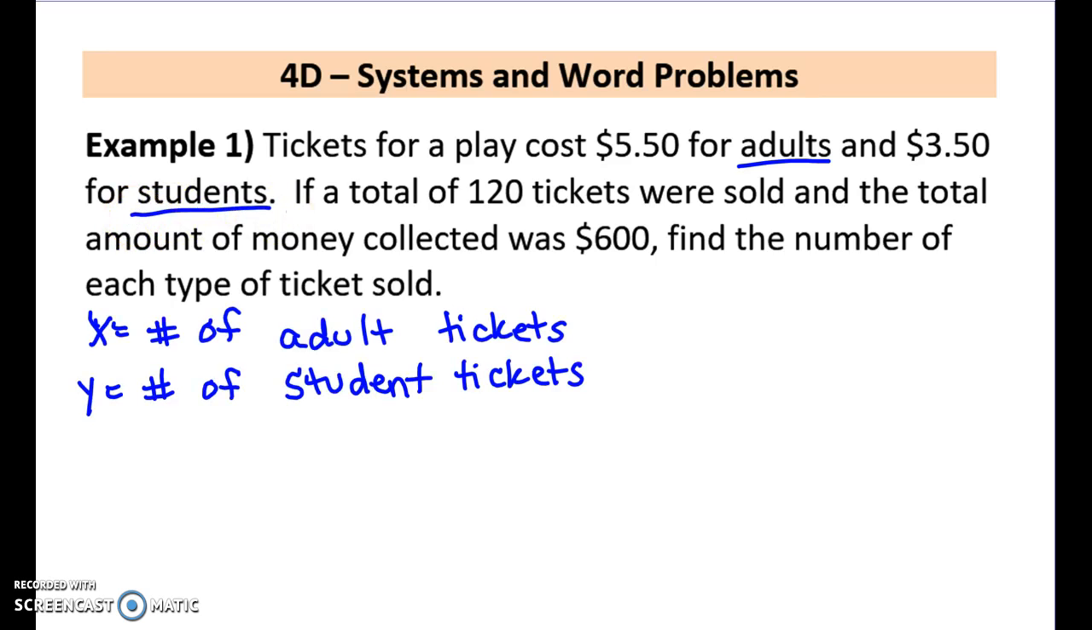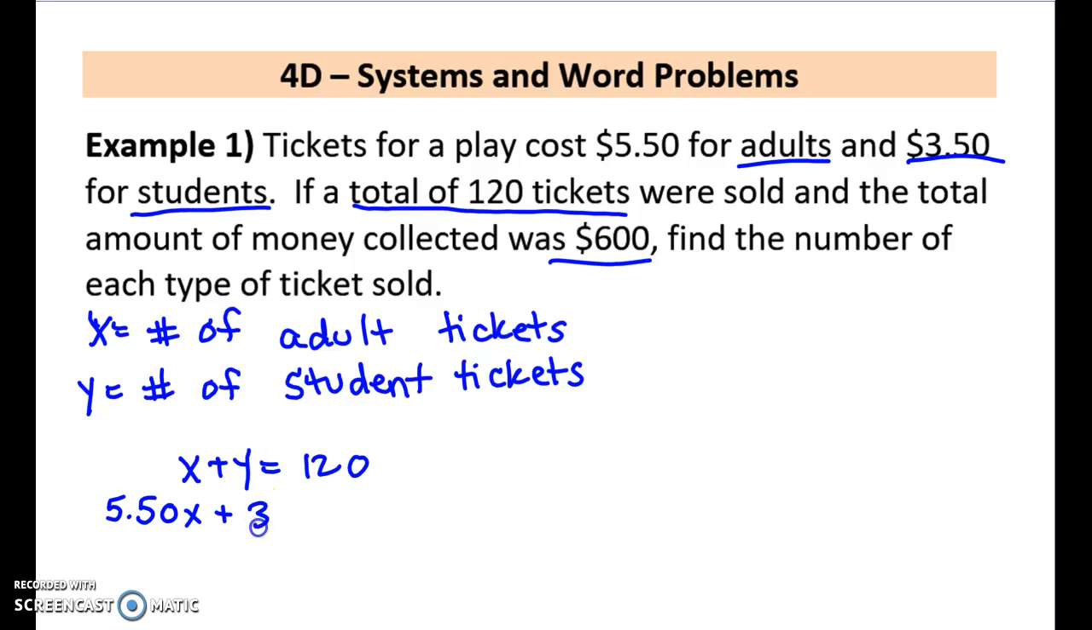And we really have 2 sets of information here. We have the total number of tickets is 120. That means x plus y must equal 120. And we have that they collected a total of $600. Well, if my adult tickets are $5.50, then that means 5.50x plus $3.50 for students, $3.50 times the number of tickets for students, y, must equal 600. Well, those are my 2 equations for my system. And I'm now going to solve.